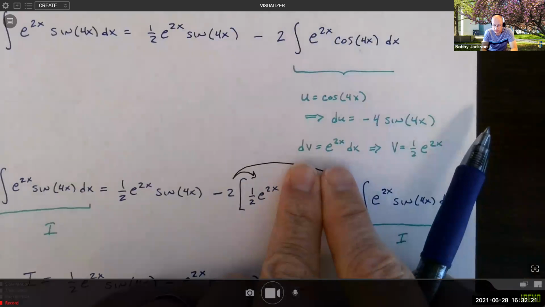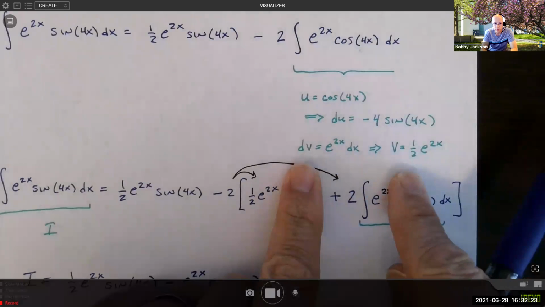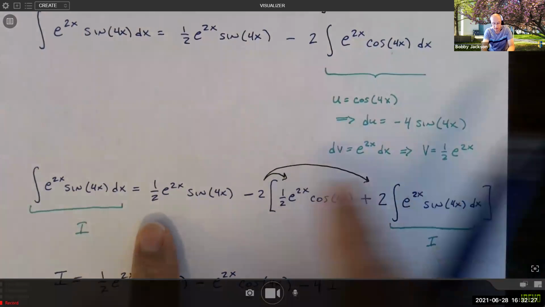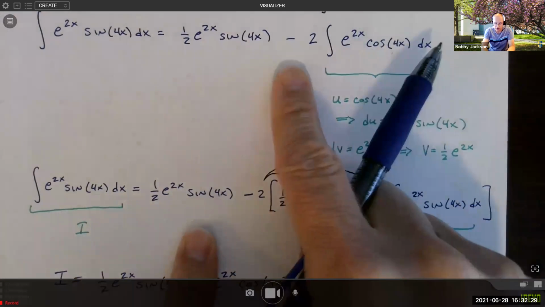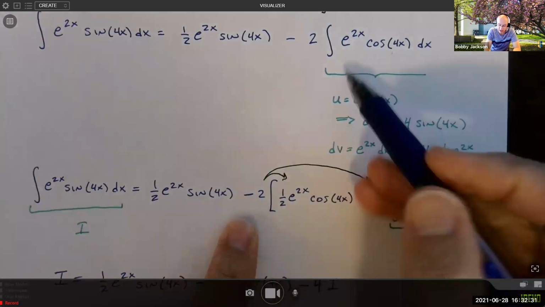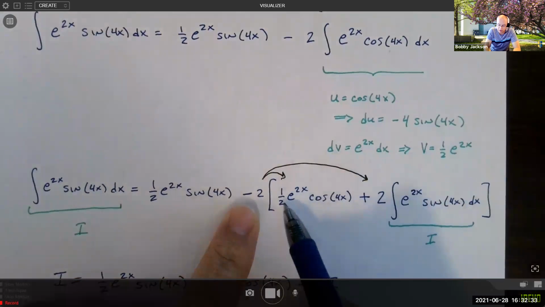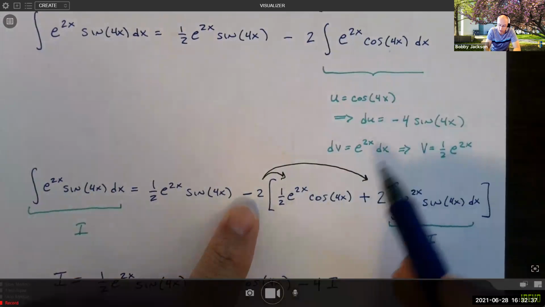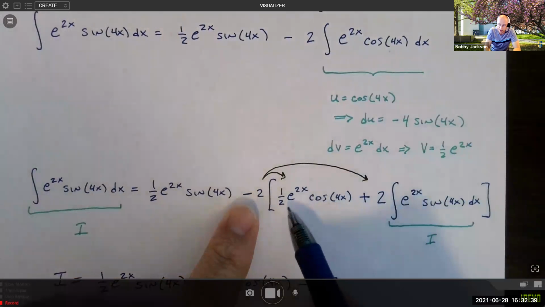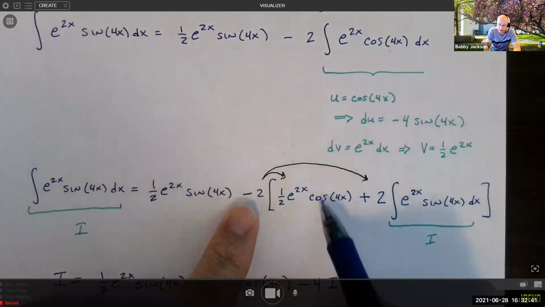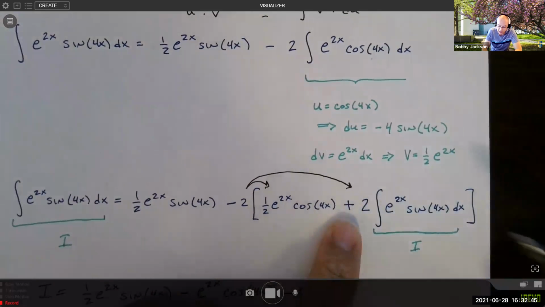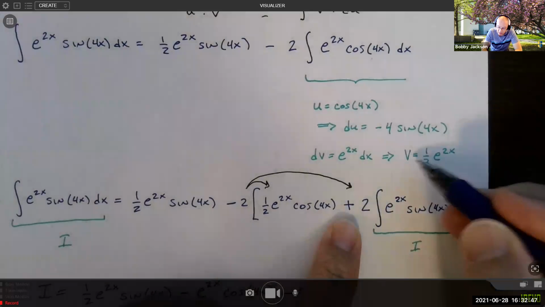dv again is e to the 2x dx, antiderivative as before. And so I'm going to rewrite the integral we're talking about as this thing -2. I pull the 2 out, and then this integral becomes uv minus integral v du. So u is cosine of 4x. v is 1/2 e to the 2x. So there's the uv, but then it's minus, where's this plus coming from? Well, minus integral v du.